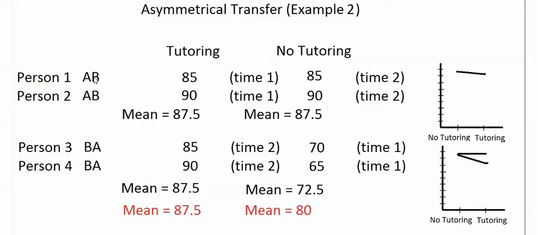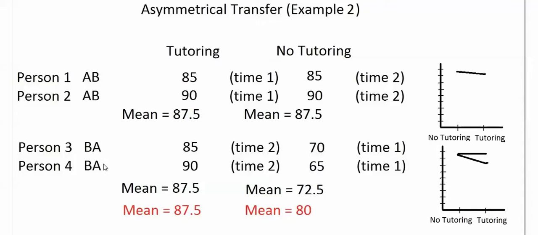These two people who were assigned to the A-B order took the test with tutoring at time 1 and with no tutoring at time 2. These two people who were assigned to the B-A order took the test with no tutoring at time 1 and with tutoring at time 2. Here, when we look at the two A-B people, we see that they did well with tutoring at time 1, but they also did well with tutoring at time 2. There was a carryover effect in which the tutoring was still helping them at time 2, because they can't be untutored. That's why these two averages are the same.